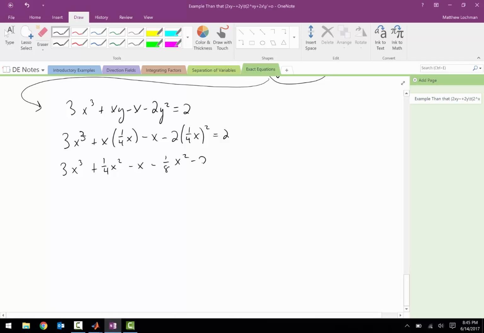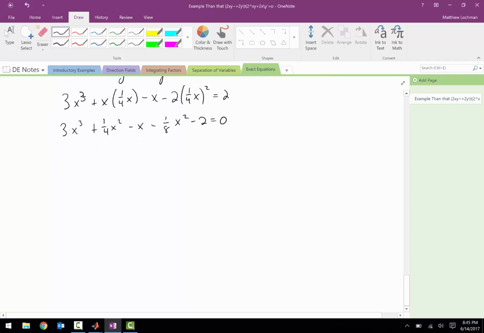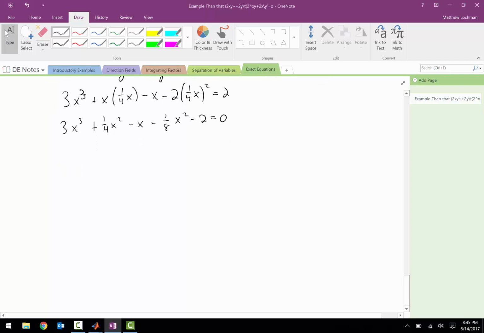X squared, I'll move this over here just to set up what I'm doing. Then we'll do some more work here. The 1/4 minus the 1/8 is 1/8. X squared minus x minus 2. Okay, and then I'm going to multiply everything by 8 to cancel that fraction out. So here I have 24x cubed plus x squared minus 8x minus 16 equals 0.